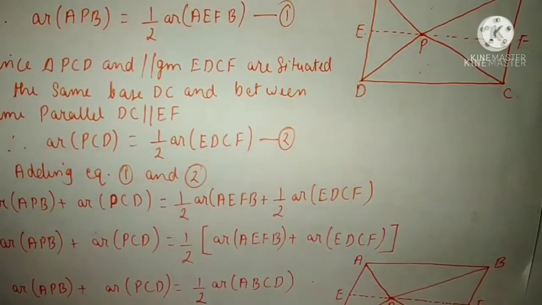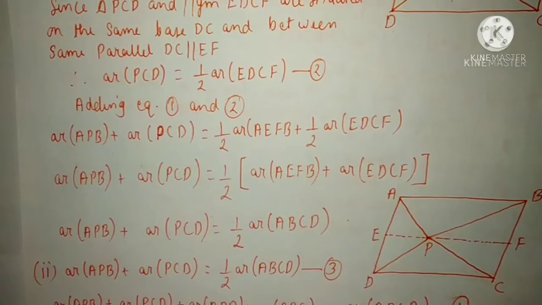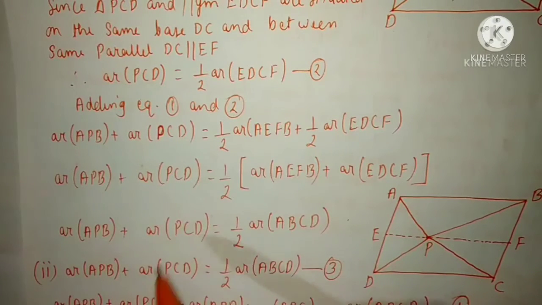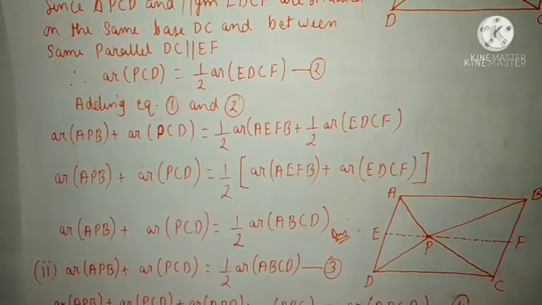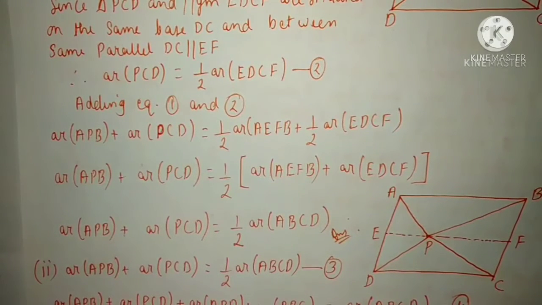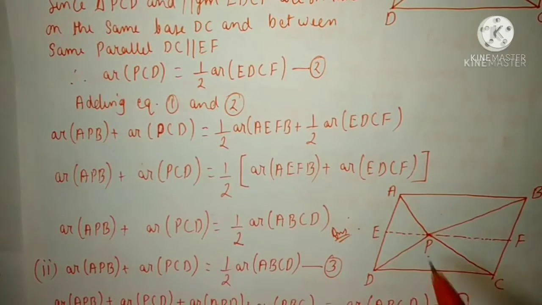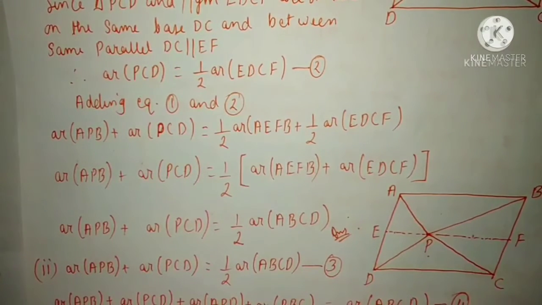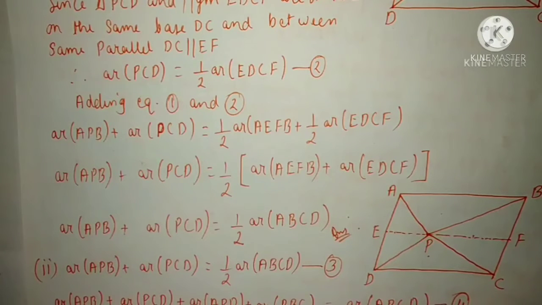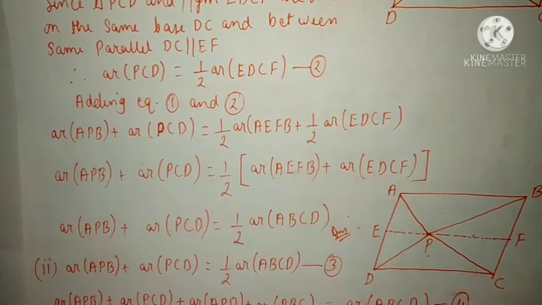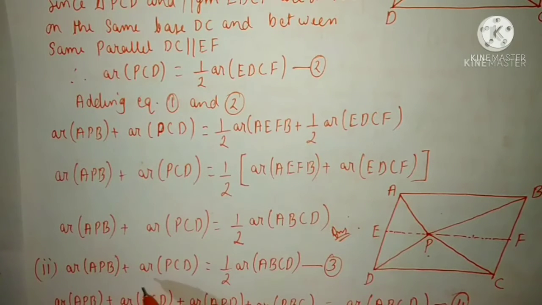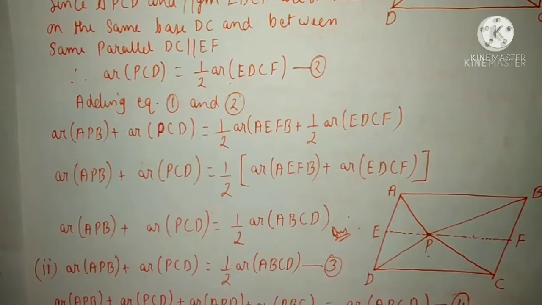So this is the answer of our first part. Now see the second part. In the second part we have to prove that area of these two triangles is equal to area of these two triangles. First of all, we will write the above equation the same: area of APB plus area of PCD is equal to half of area of ABCD.